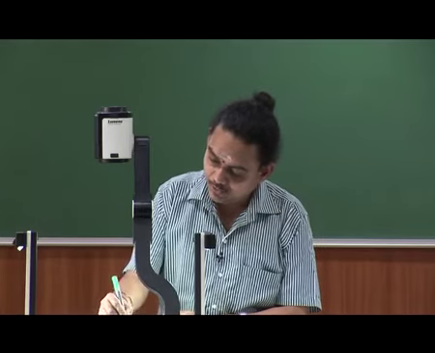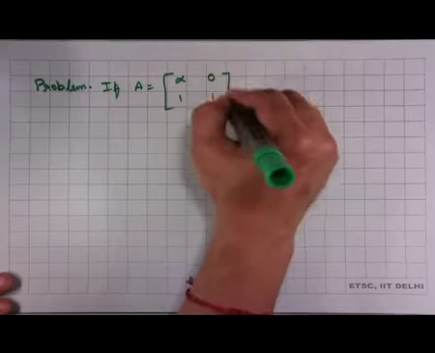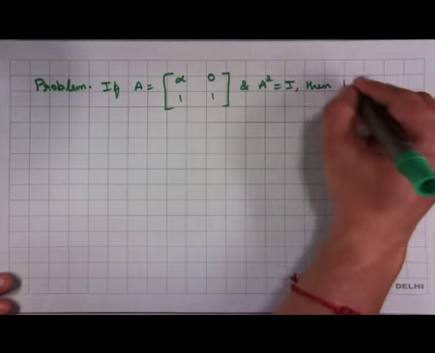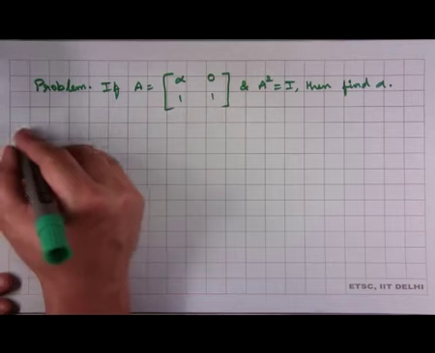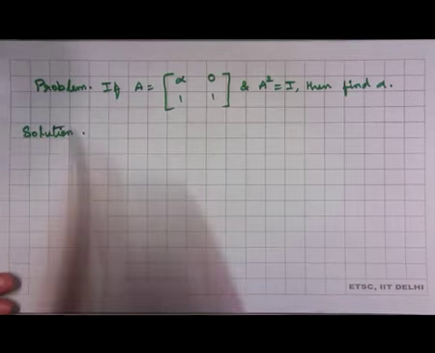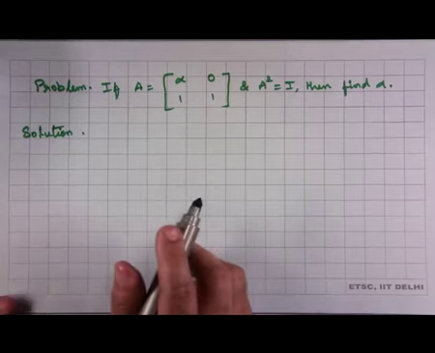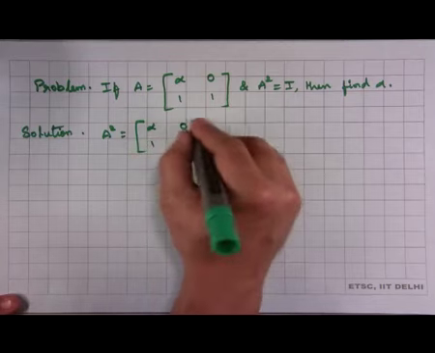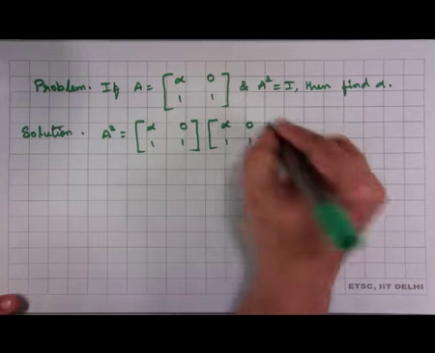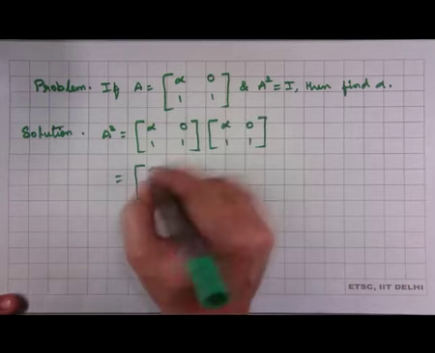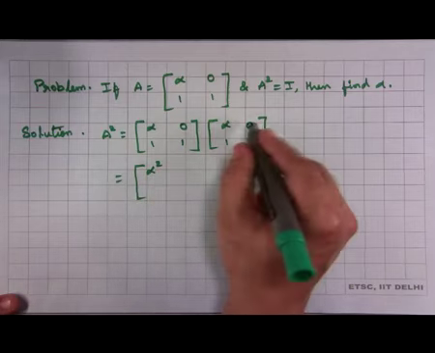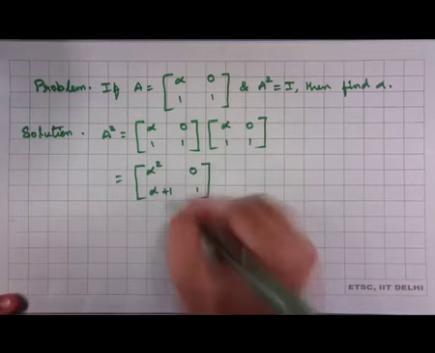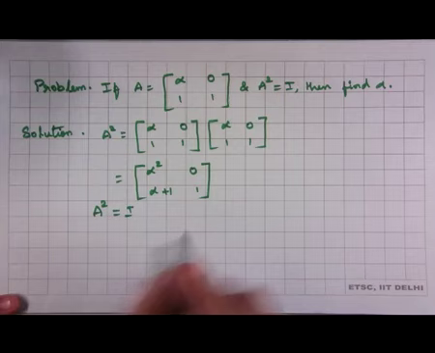If A equal to alpha 0 1 1 and A square equal to identity, then find alpha. Solution. So, we are given that A square equal to identity. So, to use this, let us try to calculate A square, which is equal to alpha 0 1 1 times alpha 0 1 1, which is equal to alpha square 0 alpha plus 1 1.